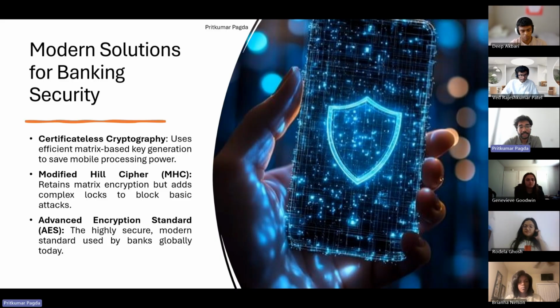First is certificate-less cryptography. This is a newer approach that uses efficient matrix-based key generation, specifically designed to protect mobile processing power. And second is the modified Hill cipher, which is MHC. This keeps the mathematical elegance of a Hill cipher, but adds extra protection against attacks. It uses a double lock system to make the code significantly tougher to break. And the AES, Advanced Encryption Standard. It is the global standard used by banks and governments today to ensure that the data remains unbreakable.